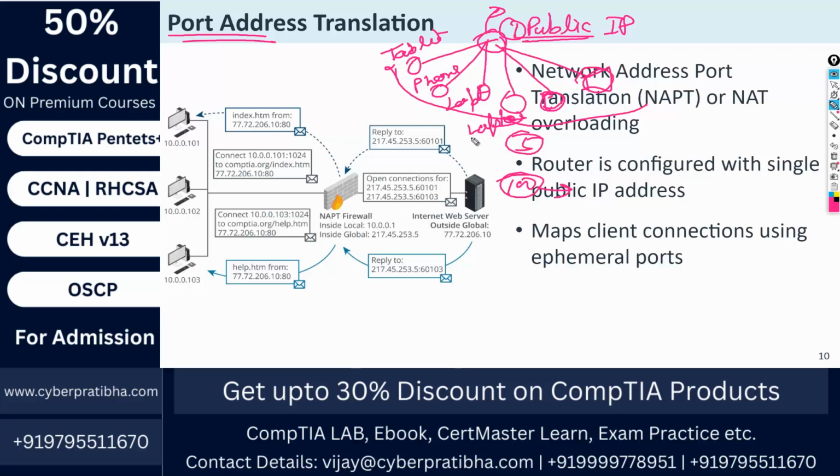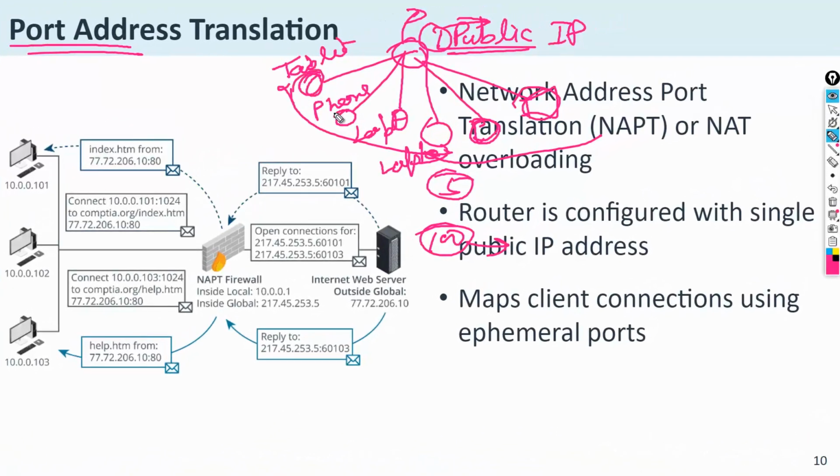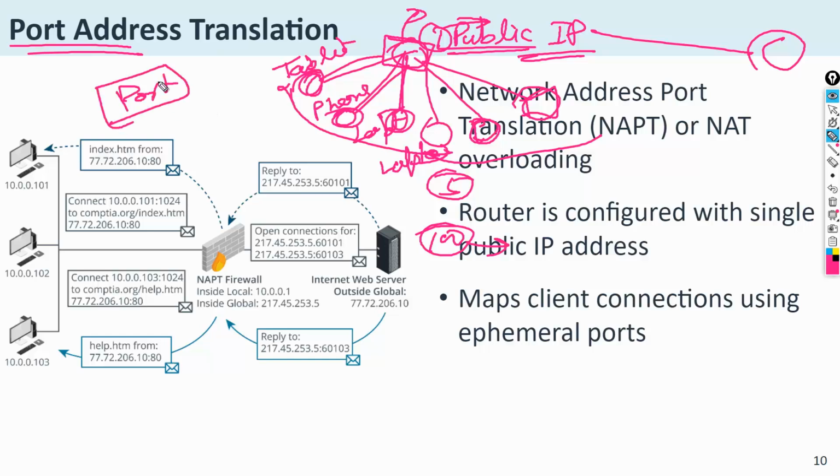So how will the router identify the traffic coming from the tablet, the phone, and the laptop, because the public IP address is single? How will it identify the traffic? Based on the port number. We have already discussed port and socket, if you remember. So on behalf of the port, it will be forwarded to the right device.